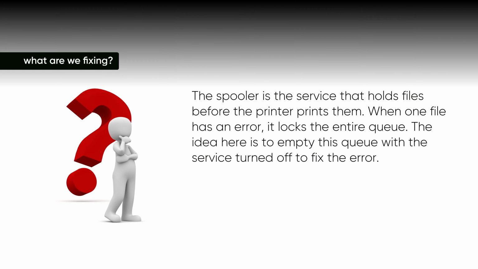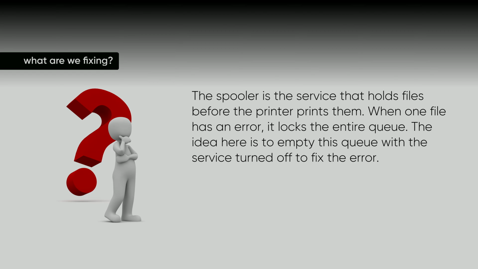What are we fixing? The spooler is the service that holds files before the printer prints them. When one file has an error, it locks the entire queue. The idea here is to empty this queue with the service turned off to fix the error.